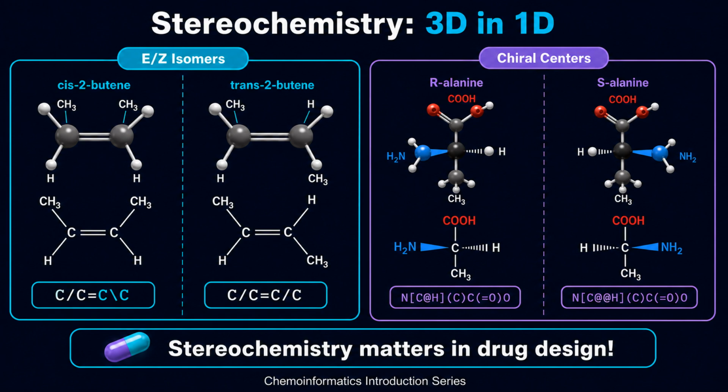Stereochemistry is about the 3D arrangement of atoms, and it matters enormously in drug design. Consider thalidomide. One form treats morning sickness, the other causes birth defects. SMILES encodes this 3D information in 1D text. For double bonds, we use forward and backslashes to indicate E and Z isomers: F/C=C/F for the E isomer, F/C=C\F for the Z isomer. For chiral centers, we use @ symbols. One @ sign for counterclockwise arrangement, two for clockwise. Getting stereochemistry right is critical because proteins and enzymes are highly stereoselective.